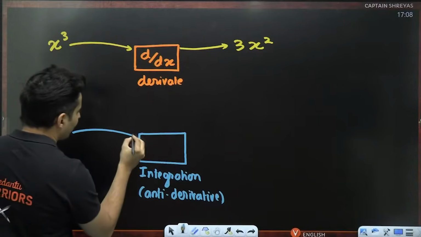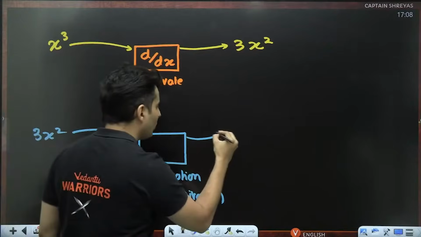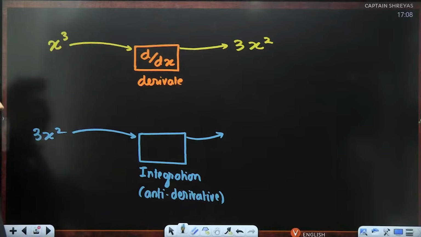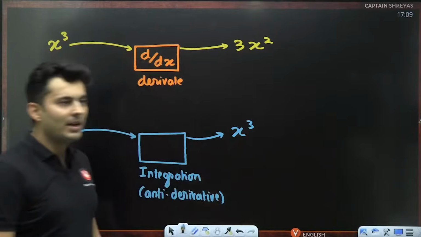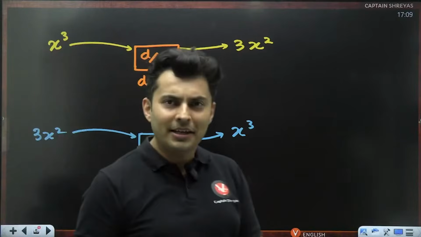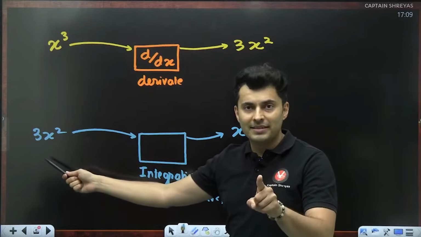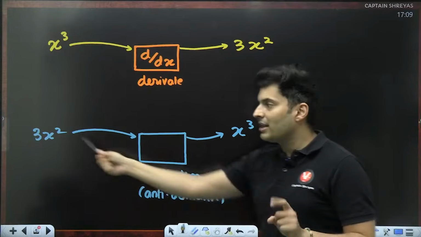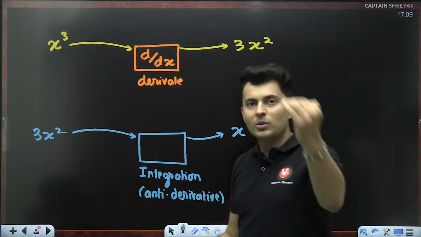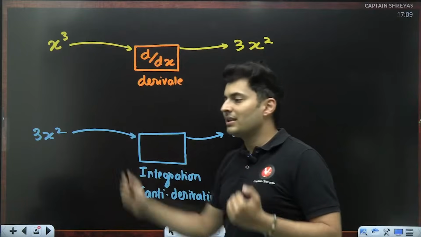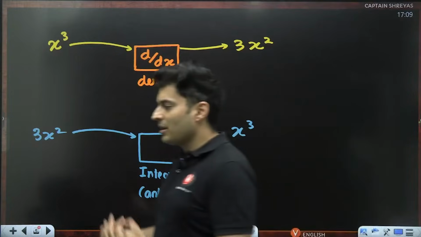So say for example, if I put an input of 3x square, what should the output be? You'll think, whose derivative is 3x square? Well, it would be x cube's derivative. Are you getting it? So I can say that the antiderivative of 3x square, or the integration of 3x square, is x cube, meaning I just have to think reverse, whose derivative is 3x square. Well, that's x cube. In this case, the job was quite simple.